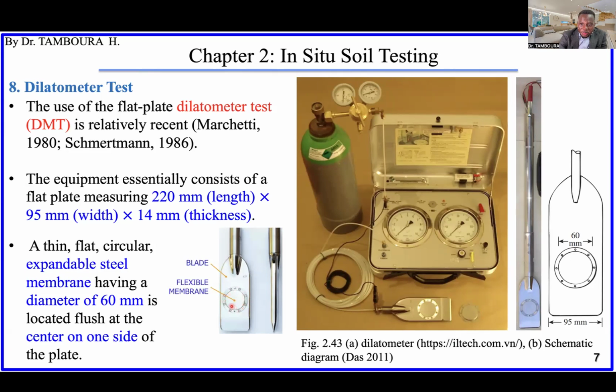This membrane is circular, with a diameter of 6 centimeters, 60 millimeters. You can see it here. It is located only at the center of one side, which means on the other side there is nothing. You can see another one here, so it means you can change it. You can fix it here, but only on one side of the dilatometer.